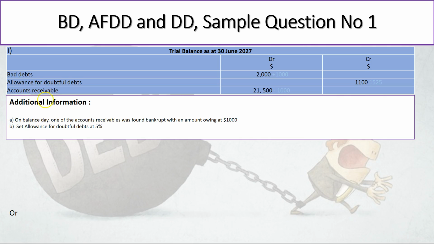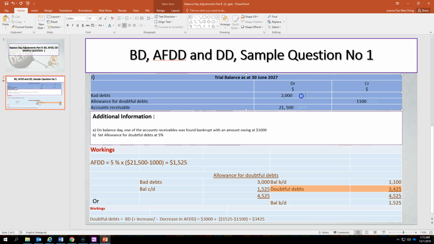Number 8 tells you that on balance day, one of the accounts receivable was found bankrupt with the amount owing of 1,000. Anything under additional information means the double entry hasn't been done. So when our credit customer, an account receivable, is found bankrupt, we have to do double entry. The double entries for bad debts would be debit bad debts. So we're going to increase our bad debts by 1,000. Okay, and then we will credit accounts receivable because the person is already bankrupt and cannot pay us. So we reduce the amount from accounts receivable.